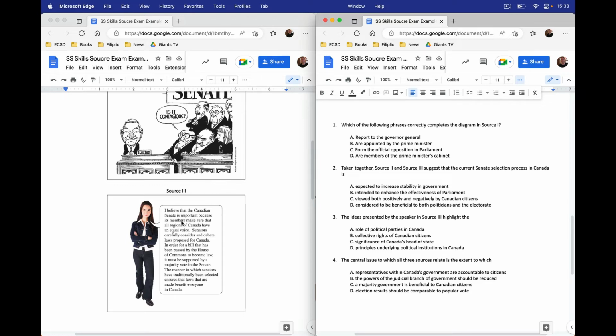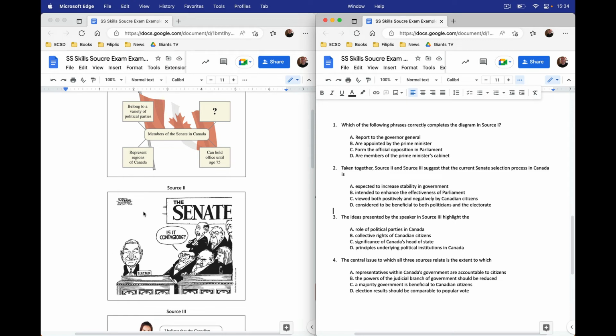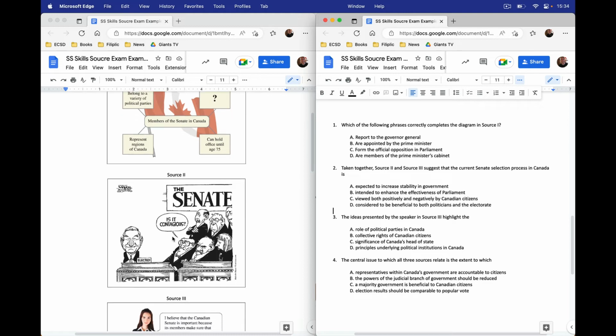Common theme here, the Senate. This source number 2 is an outlier. It's a different message than what we see in source 1 and source 3. So let's take a look at the questions.